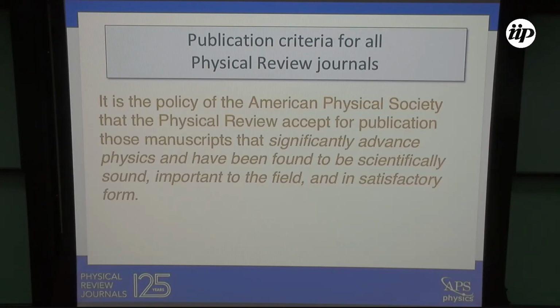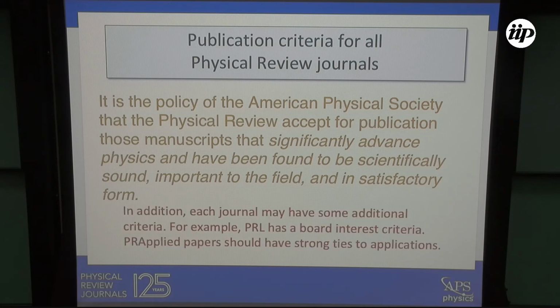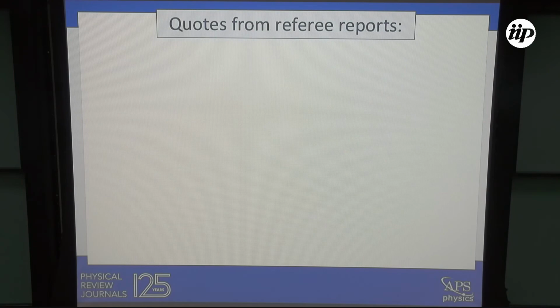We've already gone through this before. This is the criteria. So when you review for the Physical Review journals, this is what we are looking for you to look for in the papers. I won't go through that since we've already covered that. And then, of course, in addition, as I said in my other talk, there are other additional criteria, like PRL has the broad interest criteria. We have to have strong ties to applications, and so on and so forth.